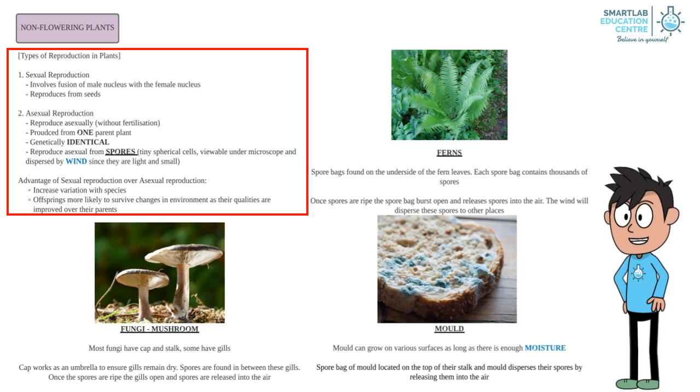Fungi reproduce asexually from spores. Spores are tiny spherical cells that can be seen under the microscope. They are dispersed by wind, as they are light and small.